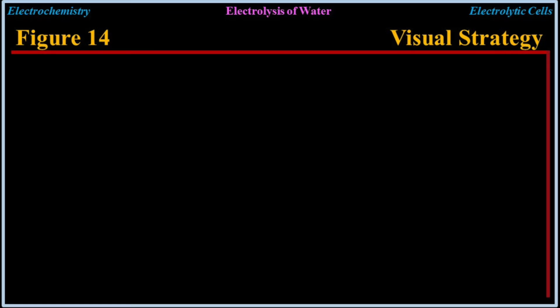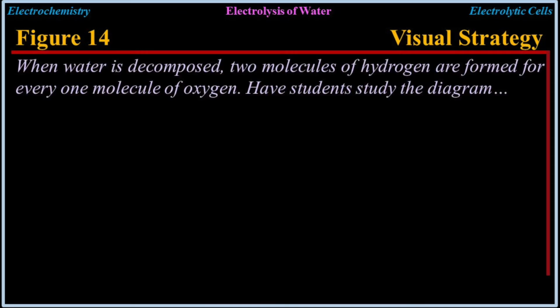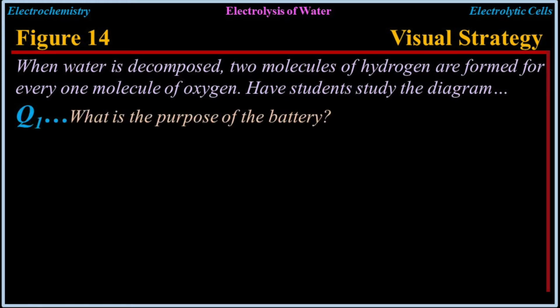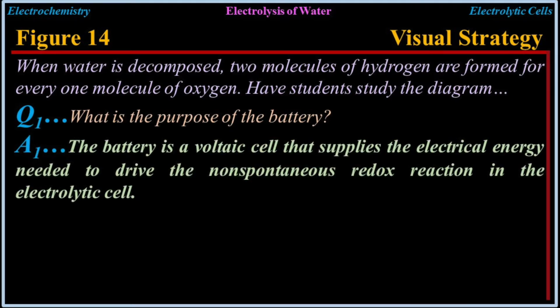We'll do a visual strategy on figure 14. When water is decomposed, 2 molecules of hydrogen are formed for every 1 molecule of oxygen. Have students study the diagram. What is the purpose of the battery? The battery is a voltaic cell that supplies the electrical energy needed to drive the non-spontaneous redox reaction in the electrolytic cell.